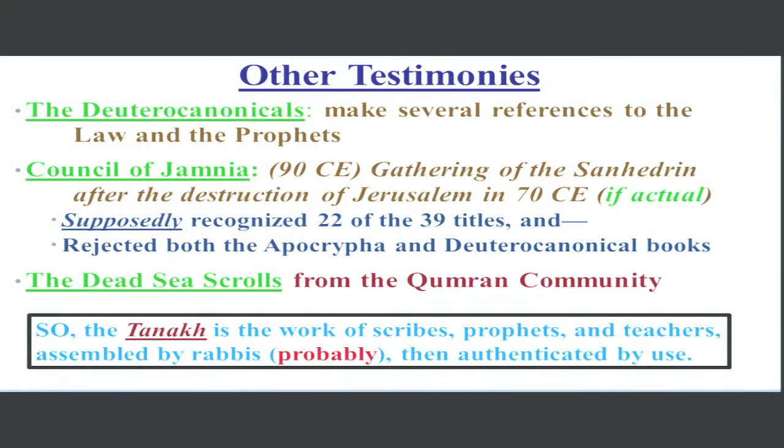We tend to think that when Jesus died, there was this little Christian community that evolved that was somehow just cloned. And it wasn't that way at all. It was just all of these different groups, the Essenes and others that evolved during this period of time. So the Tanakh, or the First Testament, is the work of scribes, prophets, teachers, assembled by rabbis, probably not necessarily that Sanhedrin group that met, and then authenticated by use over time.